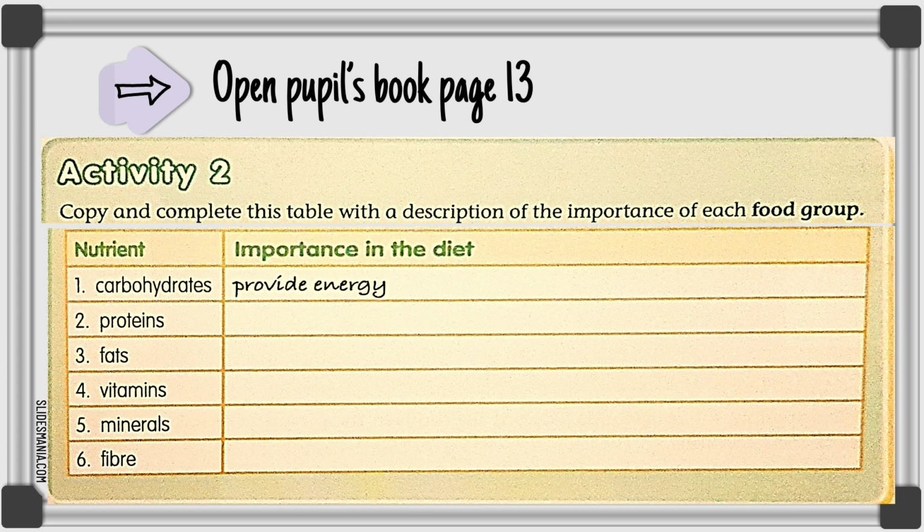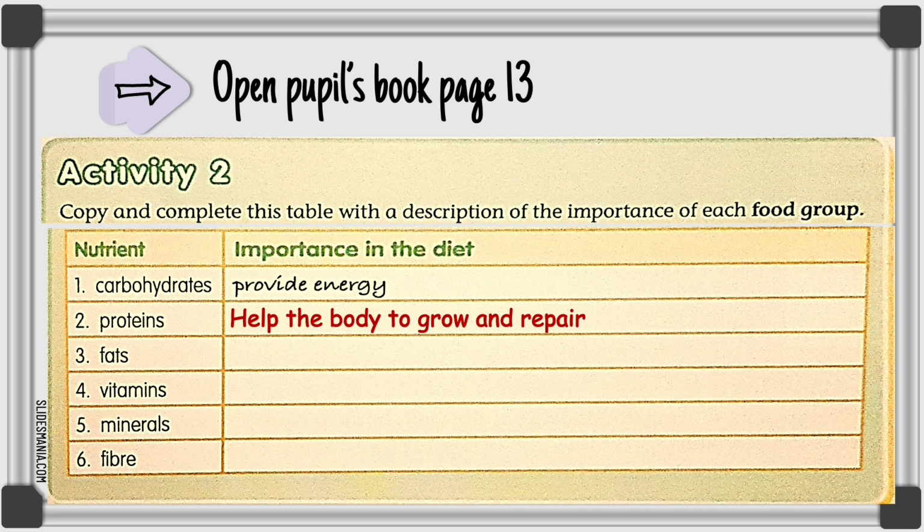Now I want you to open your Pupils book, page 13. You have an activity over there. You have to complete the table with the description or importance of each food group. And the first one is done for you already. Carbohydrate, it provides us energy. That's why it's important in the diet. Now what about proteins? What do you think happens to proteins? Proteins help us to grow and repair. Very good. It helps our body to grow and repair.